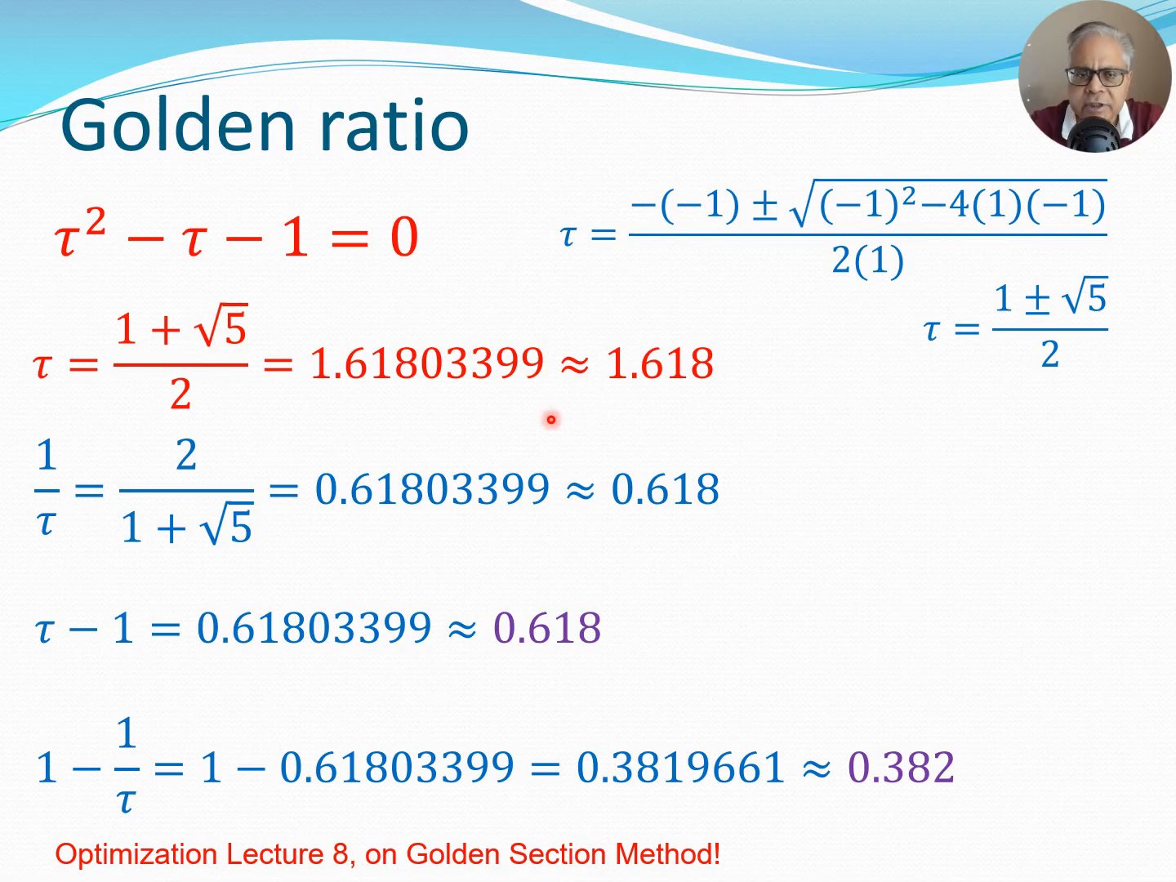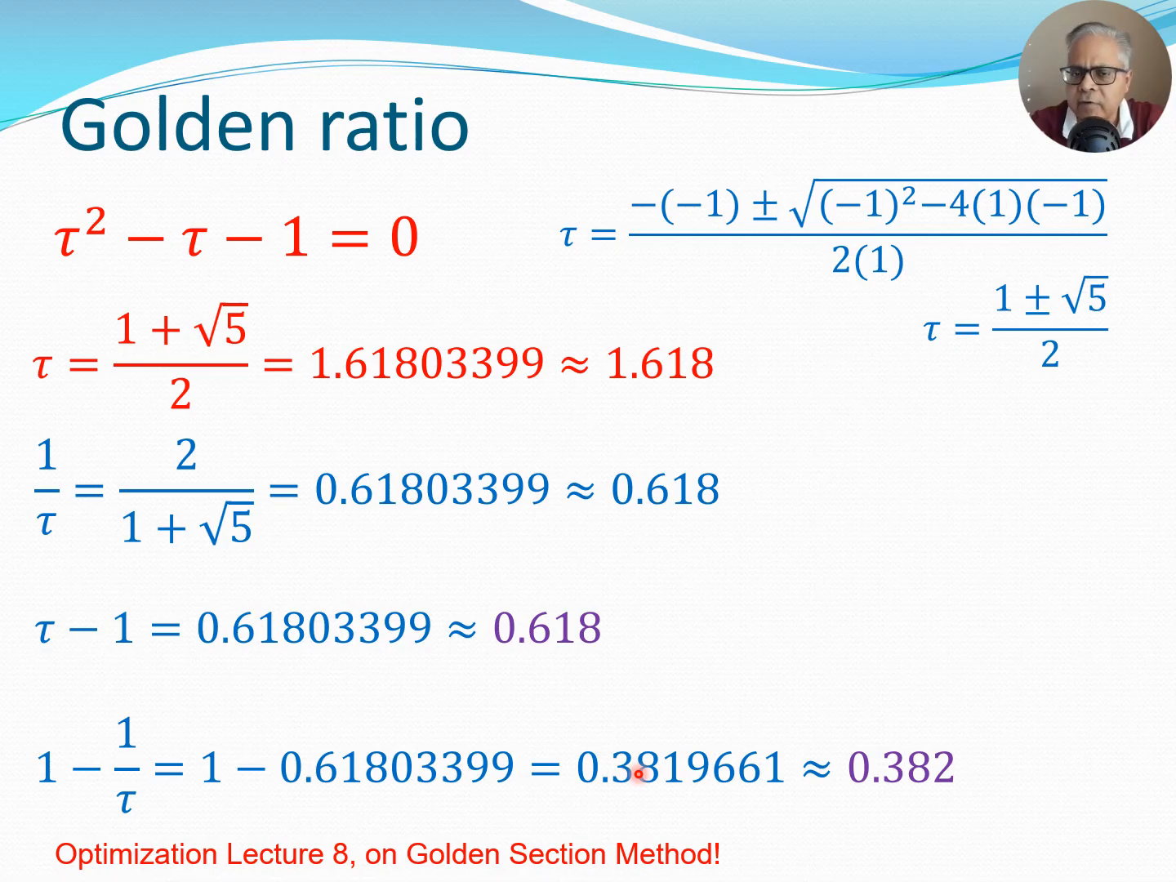Now this particular number is known as the golden ratio. There are some interesting things: if I take 1 by tau, that comes out to be 0.618. If I take tau minus 1, you can see from here that comes out to be 0.618. And also if I take 1 minus 1 by tau, that comes out to be 0.382. Now there are many situations where the golden ratio manifests in the natural world. You can take a look at my lecture 8 corresponding to this video for the theoretical part of this course. I'm going to leave that lecture in the description box and also in the end screen, and you can find it in the optimization playlist also.